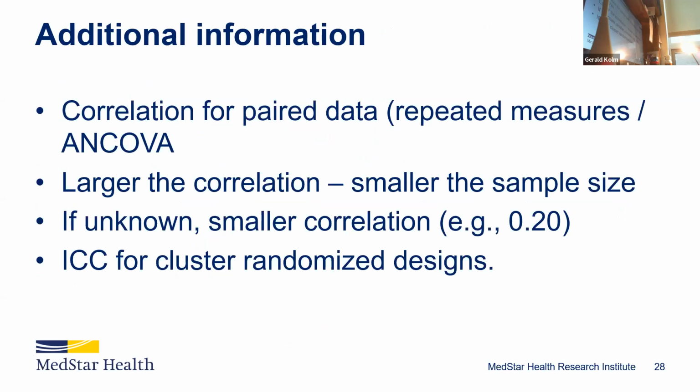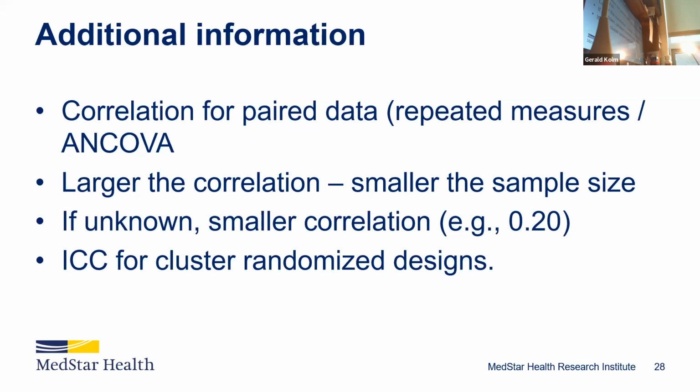So additional information that we need if you have a paired data study or repeated measures, or you're looking at analysis of covariance, then we'll need to know the correlation. The larger the correlation, the smaller the sample size, or the smaller the correlation, the larger the sample size you need. This is often unknown, and if you don't know it, then what you want to do is go with a smaller correlation. And typically, if we don't know that, I go with something like a 0.2, a correlation of 0.2 between the paired data or between the outcome and the covariate.